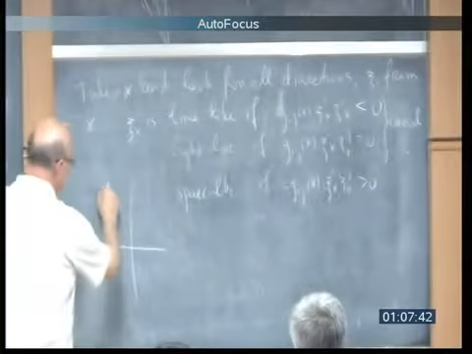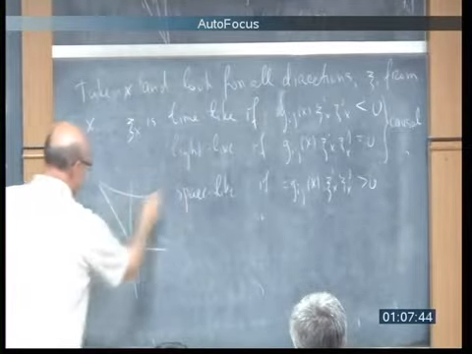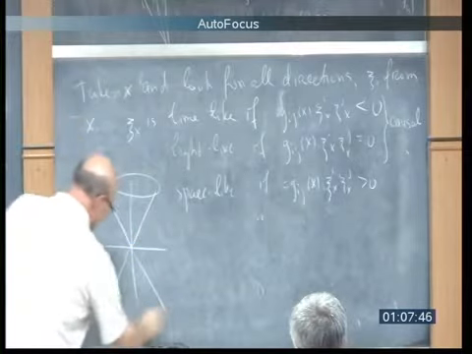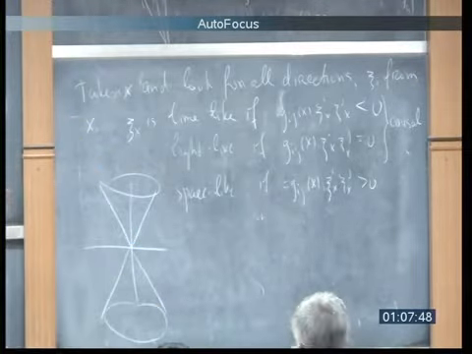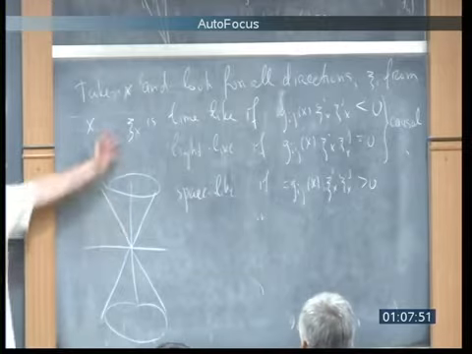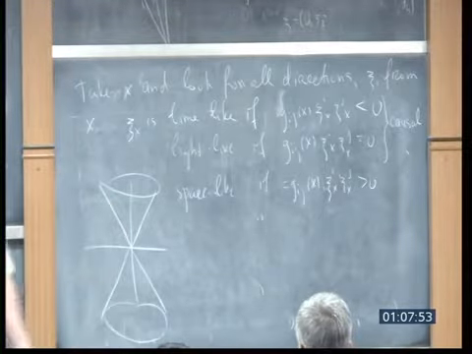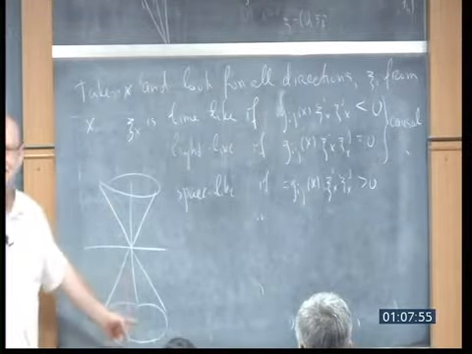So if they form, that's called a light cone. It consists of two parts. Well, and you would say that this is the future part and this is the past part.